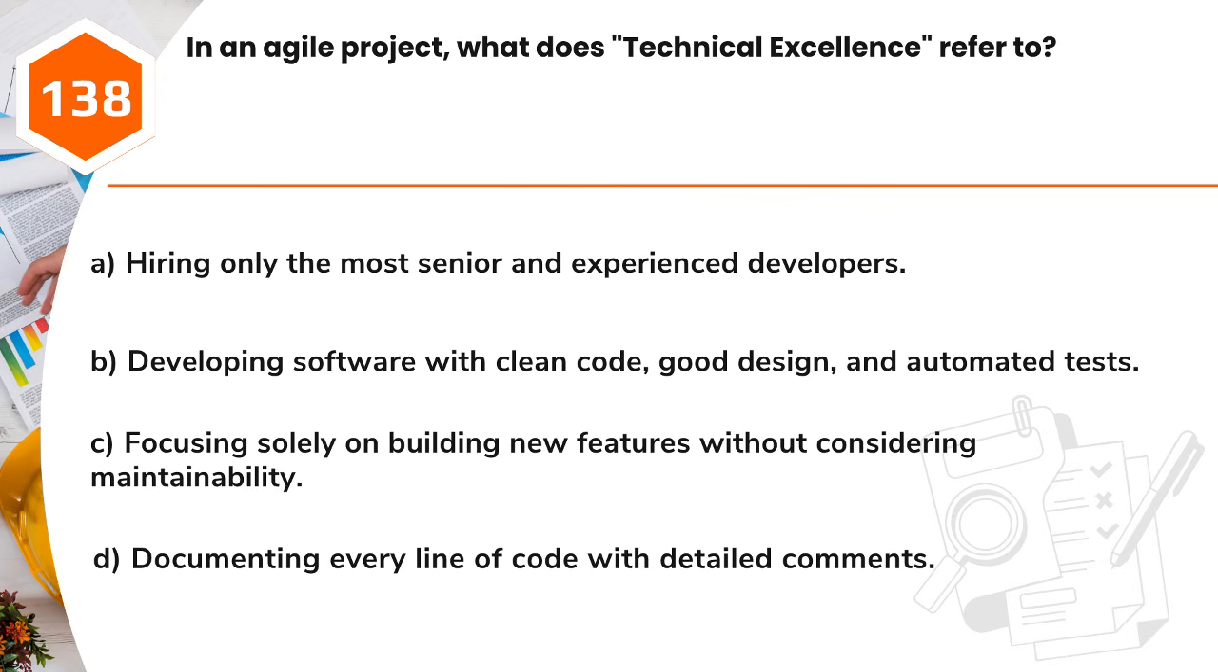Question 138. In an Agile project, what does technical excellence refer to? A. Hiring only the most senior and experienced developers. B. Developing software with clean code, good design, and automated tests. C. Focusing solely on building new features without considering maintainability. D. Documenting every line of code with detailed comments.